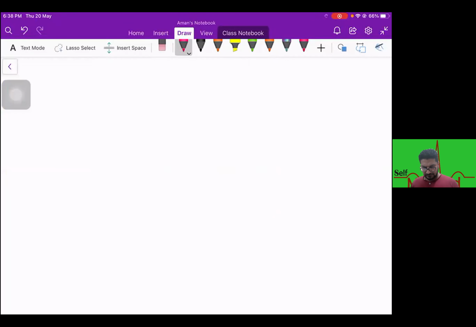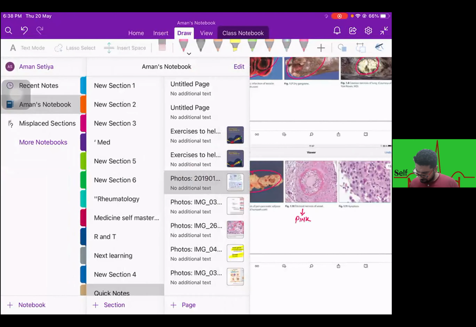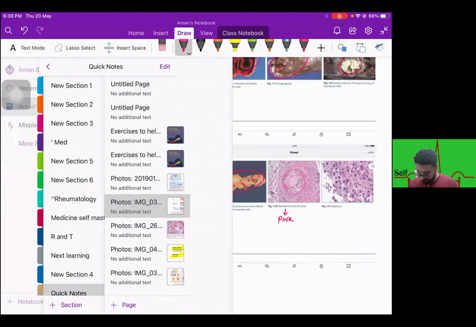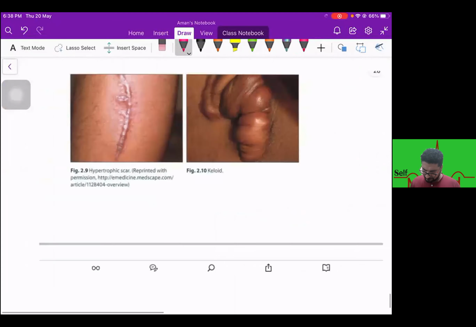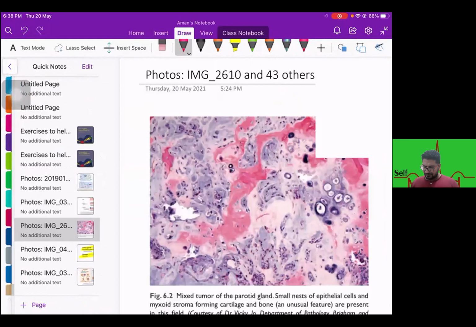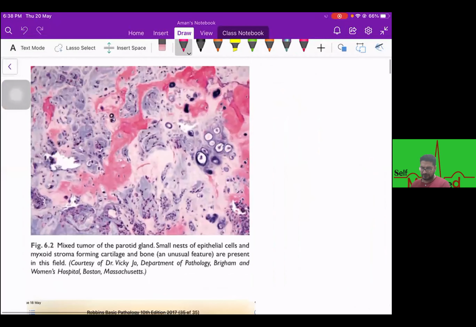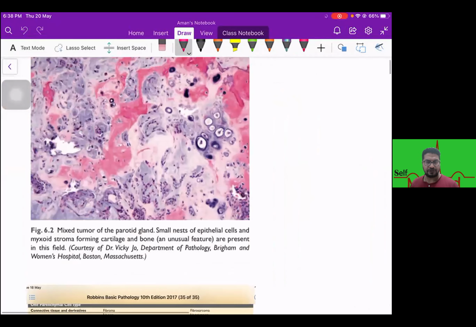So now we'll discuss the last part of this so that I can show you some more images. I want you to revise these images before your exam. Okay, so let us see once again. You can see a mixed tumor of parotid gland. This is a tumor of parotid gland.